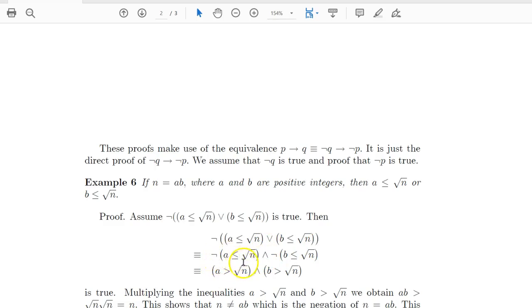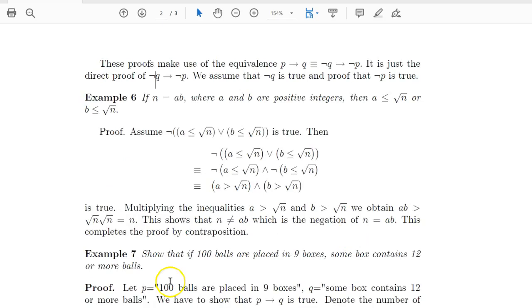Now, what is the negation of a less than or equal to root of n? It is just a greater than root of n. And the negation of b less than or equal to root of n is b greater than root of n. So both these inequalities are true, which means that we can multiply them, multiply the left-hand sides, multiply the right-hand sides, we will get a true inequality: AB greater than root of n times root of n, which is just n.